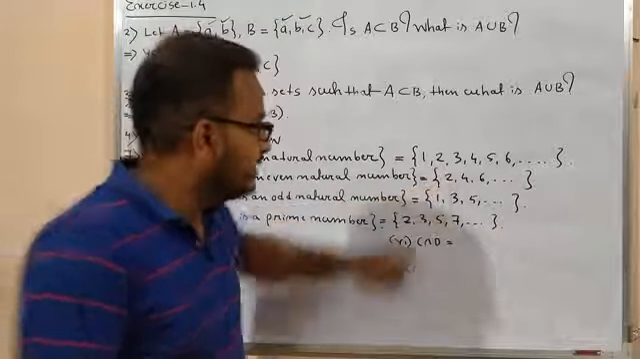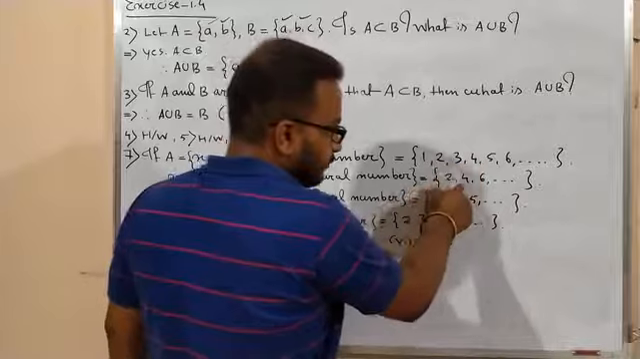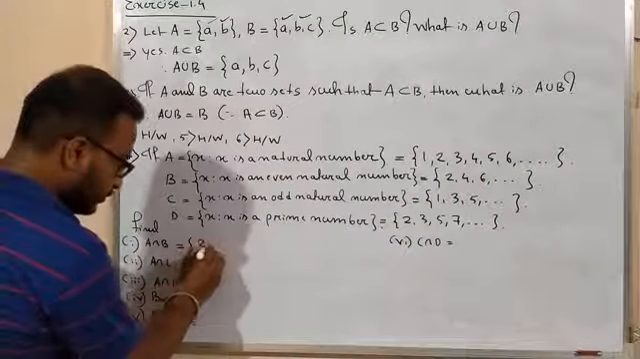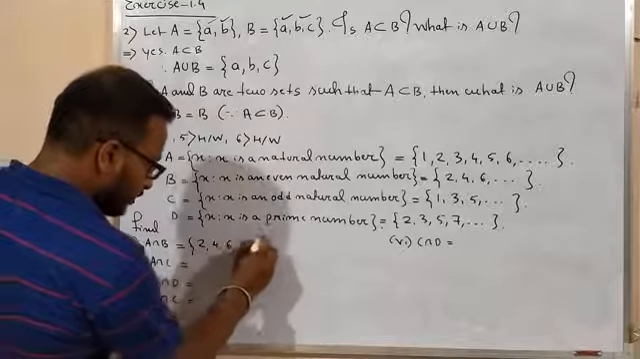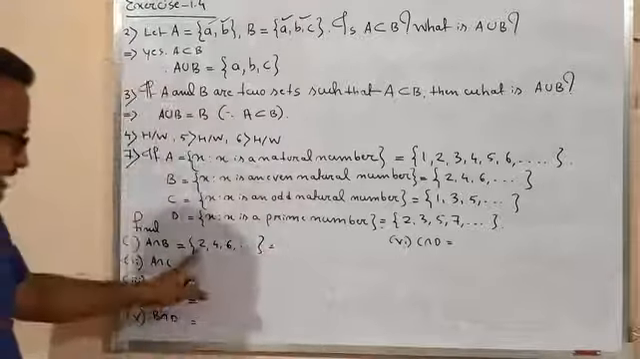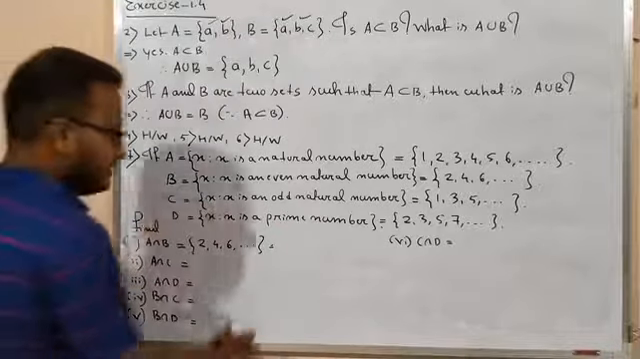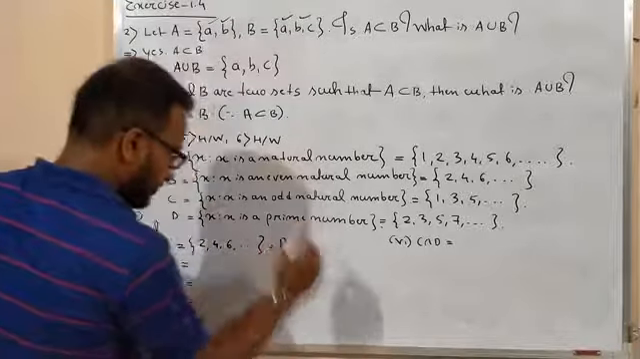The common elements will be: 2 is there, 4 is there, 6 is there. So it will be 2, 4, 6, dot dot dot. That means this is nothing but the set of all even natural numbers, right? So this set is nothing but your set B. This answer is B.